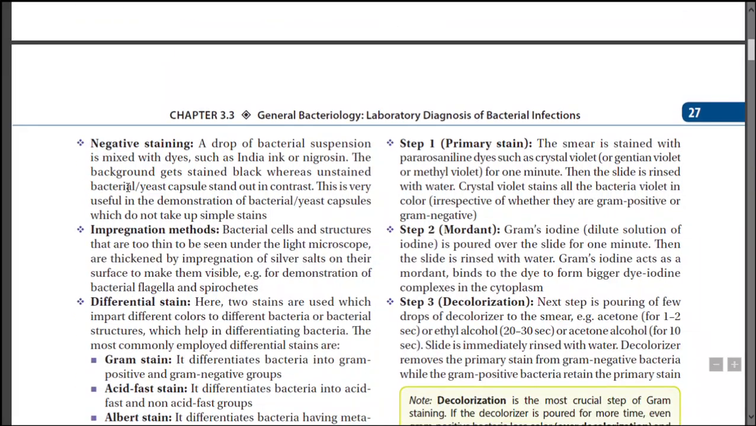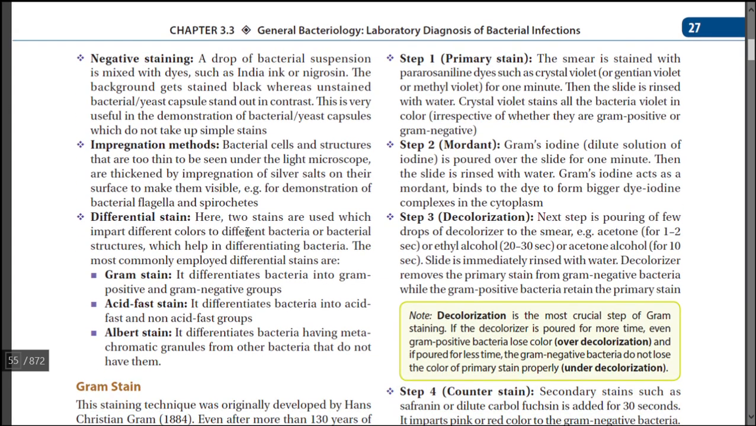Negative staining. When a drop of bacterial suspension is mixed with dyes such as Indian ink or nigrosin, the background will get stained black, whereas the bacteria remain unstained. This is useful to demonstrate the presence of bacterial or yeast capsules, which do not take up simple stains. That is what negative staining means, as the name indicates: the bacteria do not take the stain, but the surrounding medium takes the black color when Indian ink or nigrosin is mixed with the given bacteria sample.